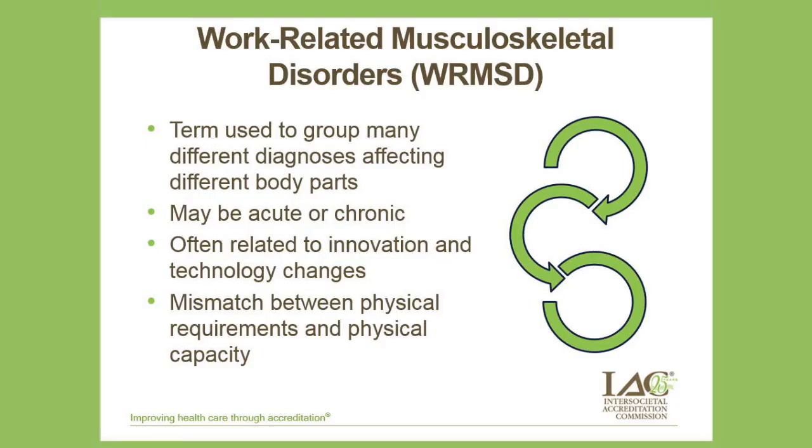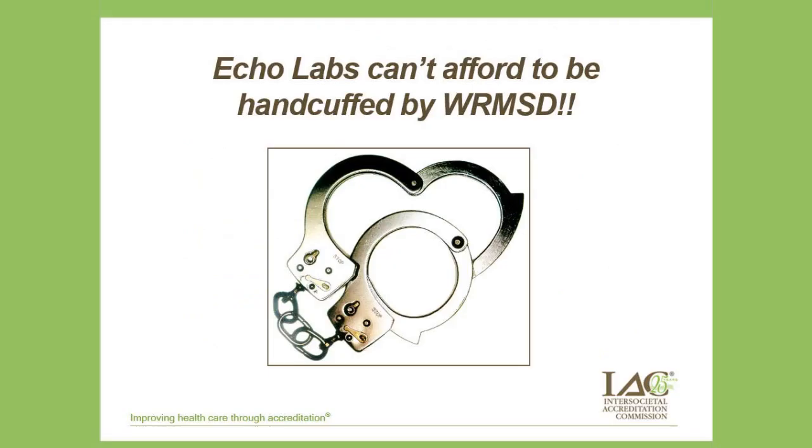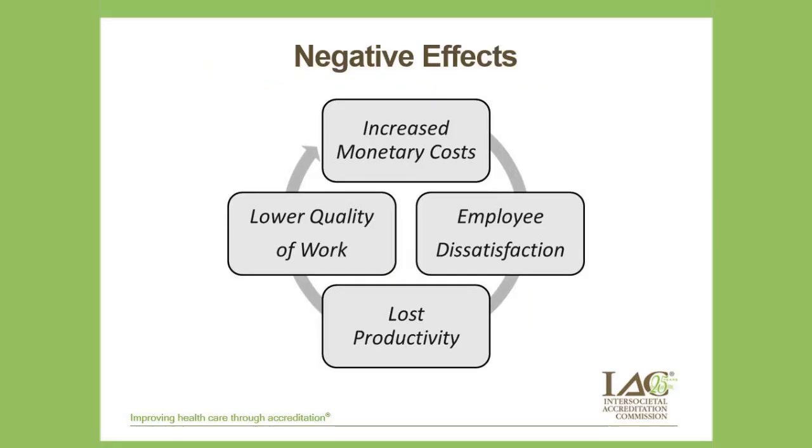But at the bottom of it all is that there's a mismatch between the physical requirements and the physical capacity or capability of the individual. And we really can't afford to be handcuffed. I know we have a very large lab. We're getting close to 100 sonographers here at Mayo Clinic Rochester. And periodically we have times where we've got sonographers out on leave or they're on restrictions, and it really does cause a problem in terms of providing good patient care. It also affects the individuals, and I'll be talking more about that later.